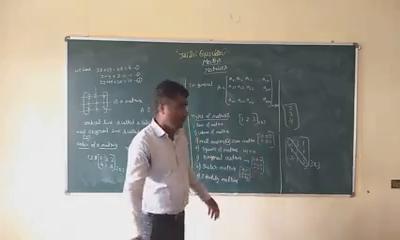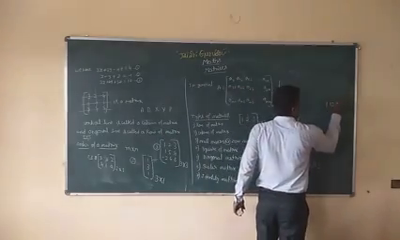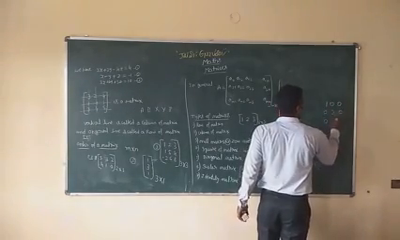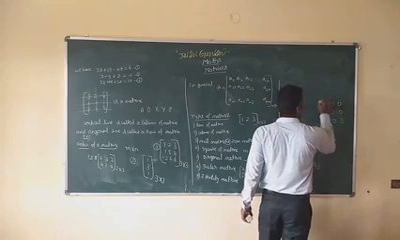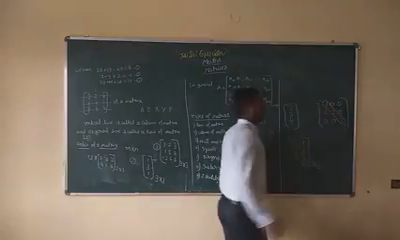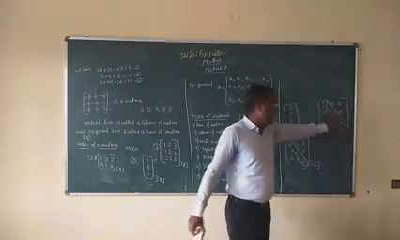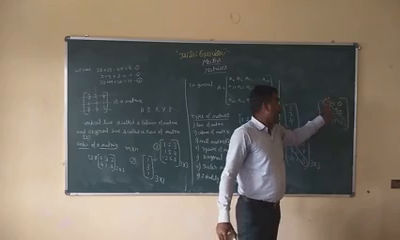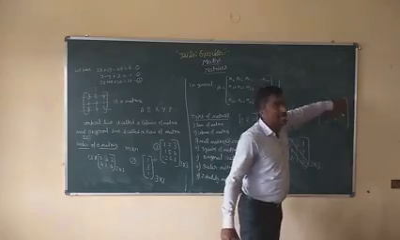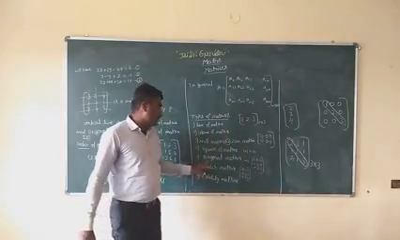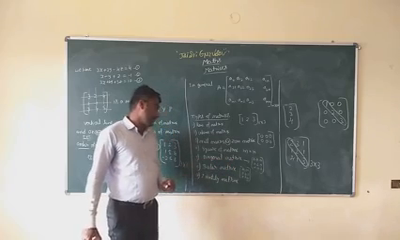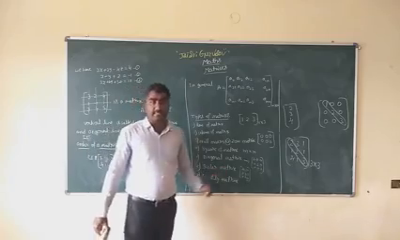Non-diagonal elements are zero. For example, 1, 0, 0, 0, 2, 0, 0, 0, 3. These are the diagonal elements. Except the diagonal elements, they are zero, which means the non-diagonal elements are 0. That is called a diagonal matrix. Next one is scalar matrix.